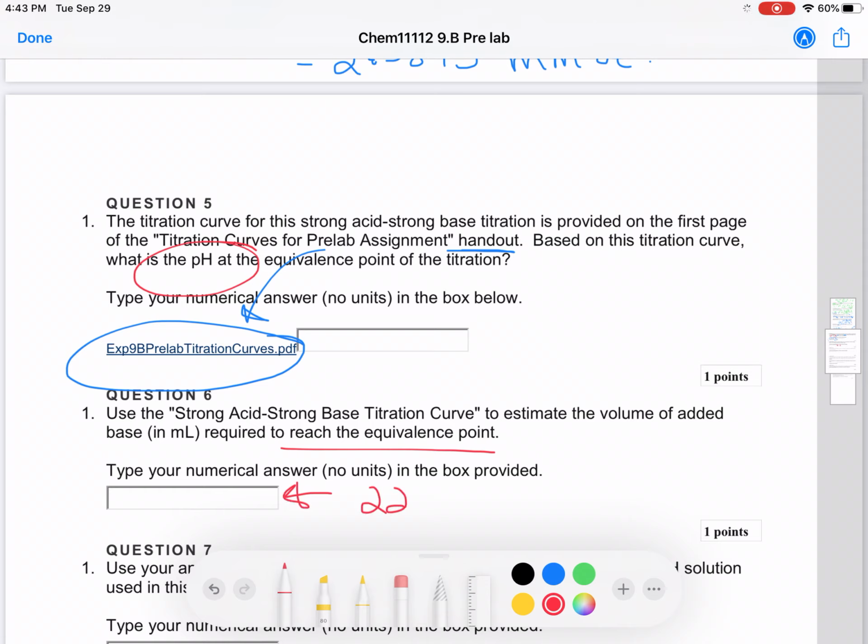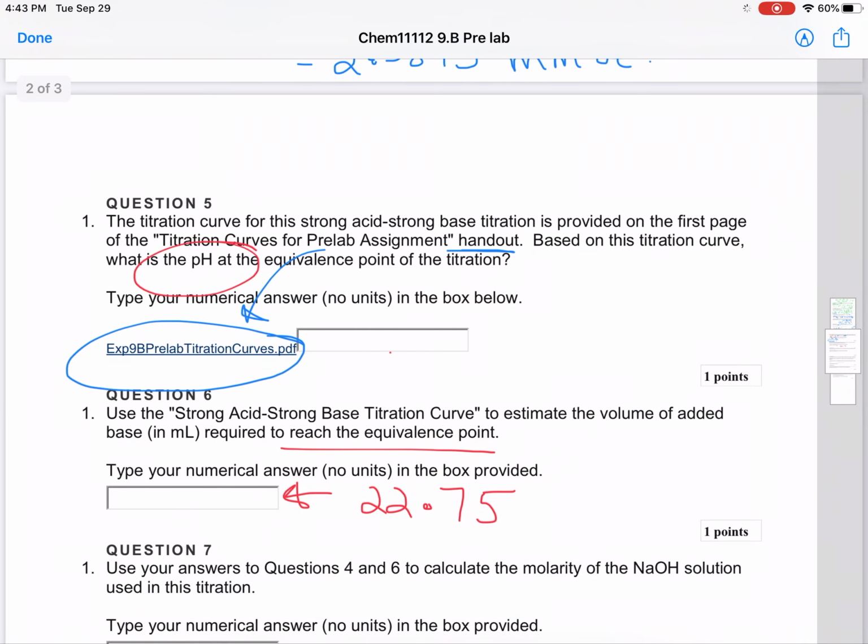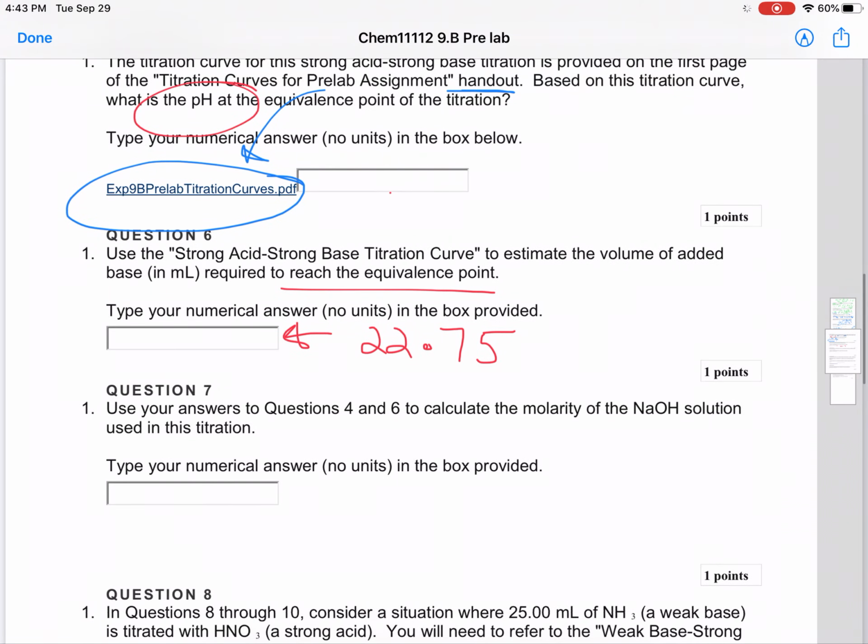Let's say about 22.78 or 22.75, or so. Sometimes it would be helpful for you to print this out and get the answer. So it could be 22.75 or something like that. Okay, and then write down the pH there, and then use your answer to question 4 and 6 to calculate the molarity of the sodium hydroxide solution.